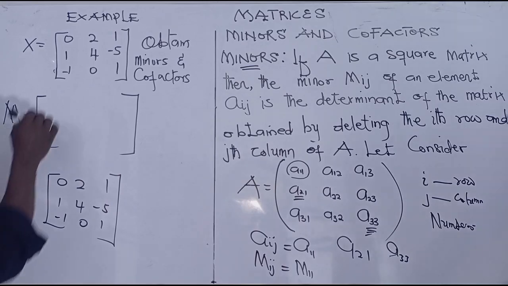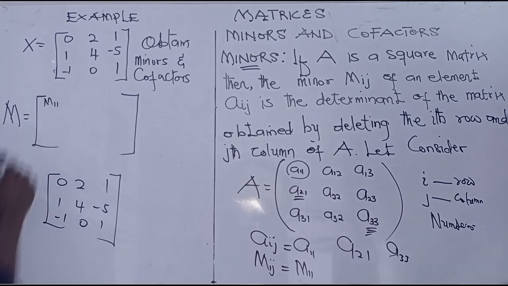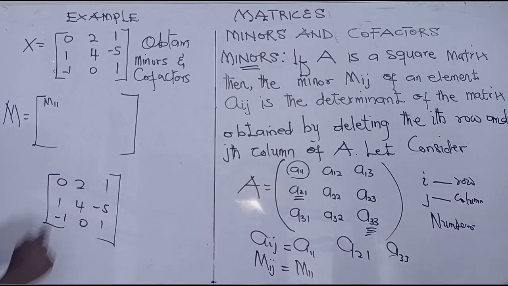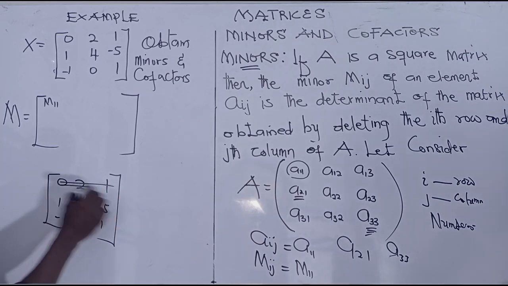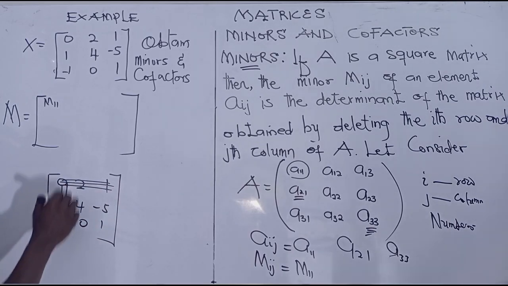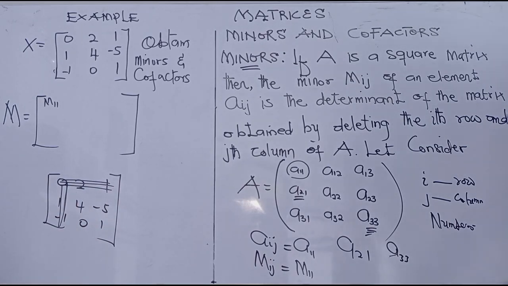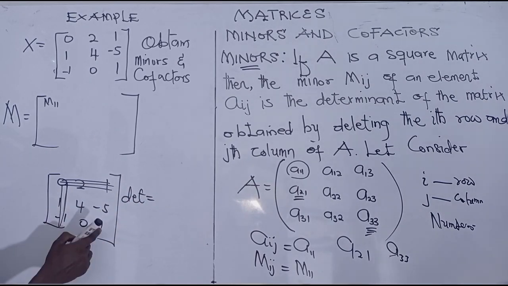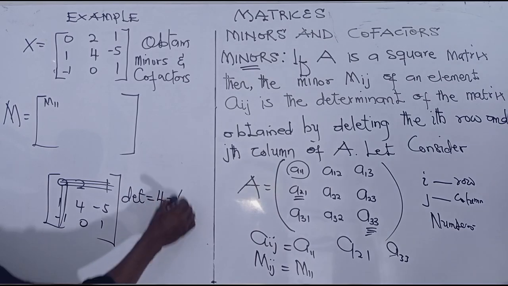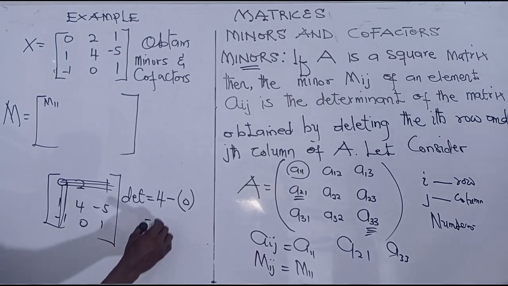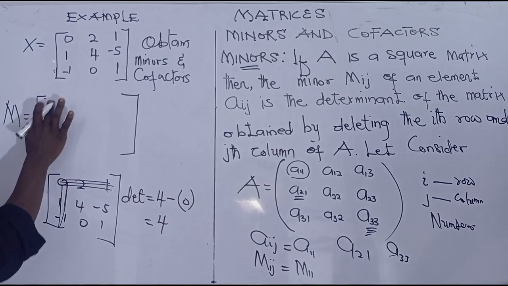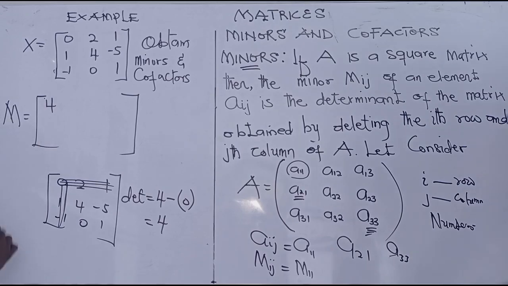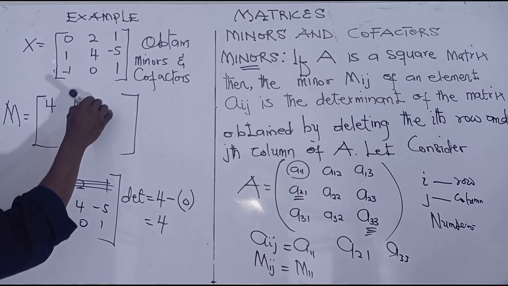So in finding the minors, we are going to find the first entry, which is M11. M11 means that we should delete what? The first row and then the first column. So we are going to delete this row and then this column. Then after that, we find the determinant of the square matrix that remains. So we have the determinant of what remains. We have 4 times 1 will give us 4 minus negative 1 times 0 will give us 0. So the determinant of this is going to be what? 4. So this entry is going to be what? 4. Then we move on to M12, right?